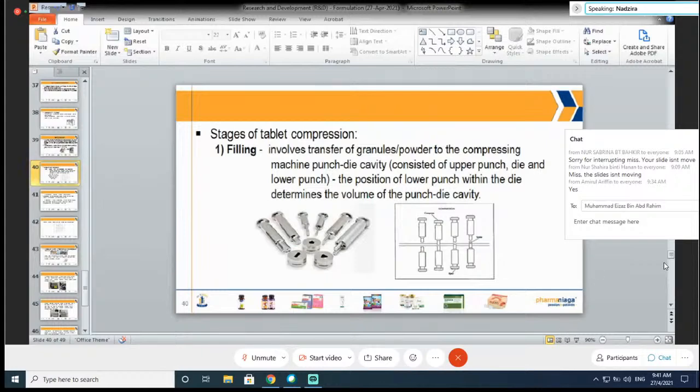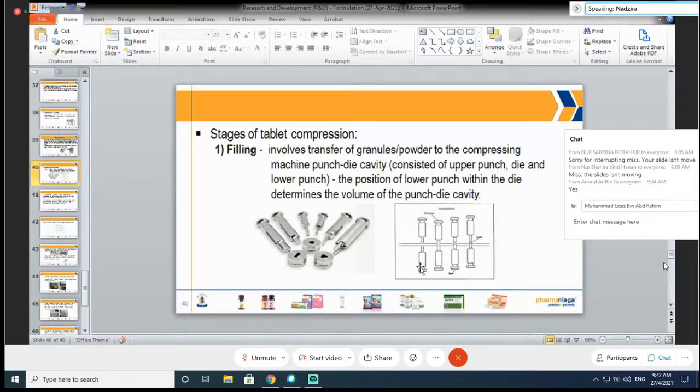For tablet compression, we first go for the filling process. The filling process involves the transfer of the granules or powder to the compression machine's punch die cavity, which consists of the upper punch, die, and lower punch. This is the upper punch, and this is the die cavity, in which the granules of powder will be transferred. Between the upper punch and the lower punch is the die cavity, and below is the lower punch.